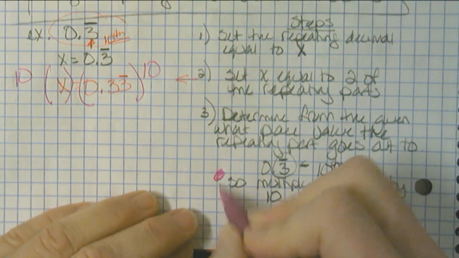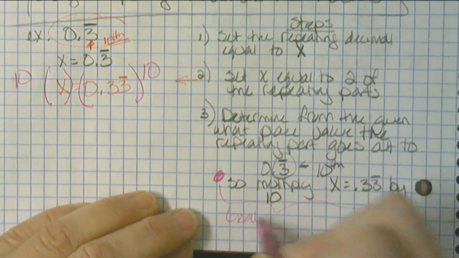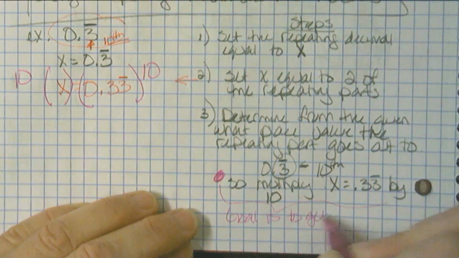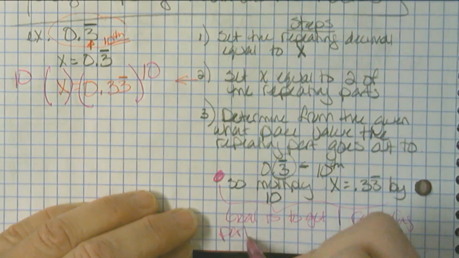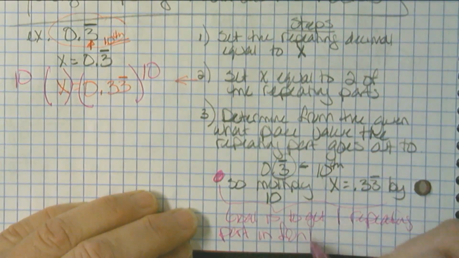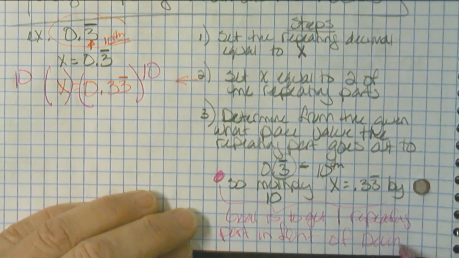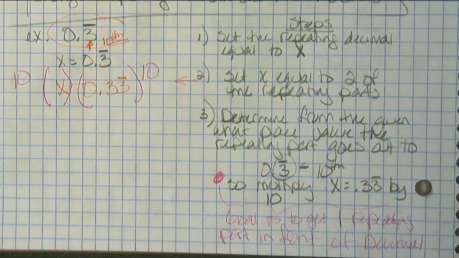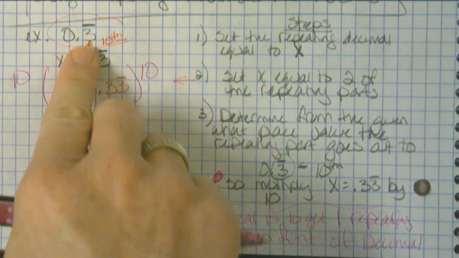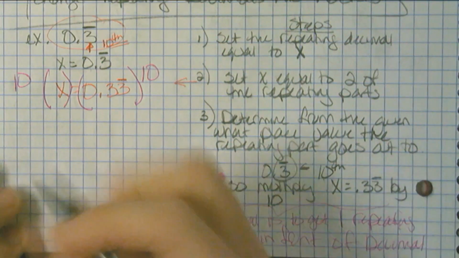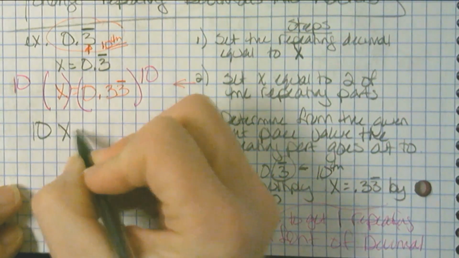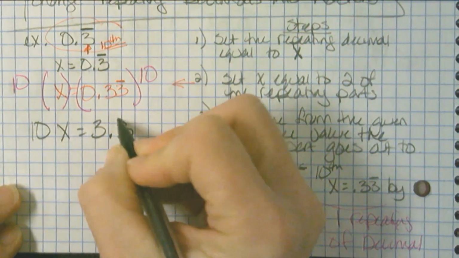My goal is to get one repeating part in front of the decimal. By multiplying both sides by that 10, because this 0.3 repeating was in the tenths, I get one entire repeating part in front of the decimal. So when I do that, I have 10x is equal to 3.3 repeating.